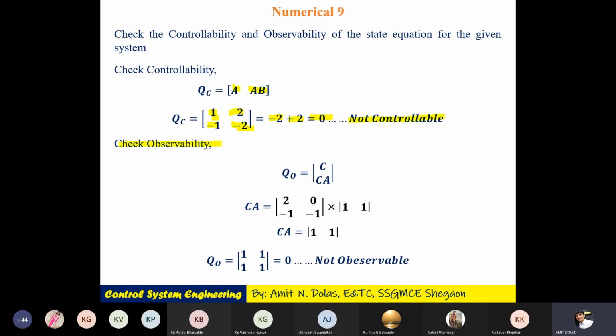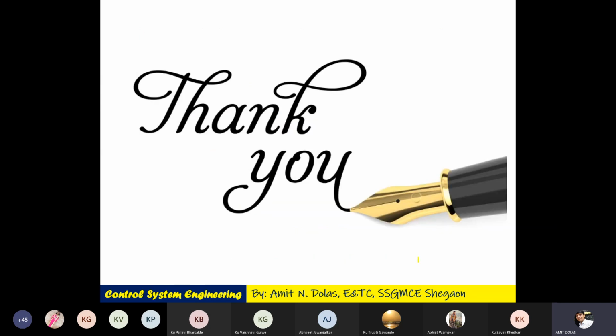Check for observability. QO is C, then CA. First element is C, second element is CA. We need to calculate CA. A is this, C is 1 1. So CA will be 1 1 and put the values here. This is again 0, so it is non-observable. So thank you very much. We'll stop here.